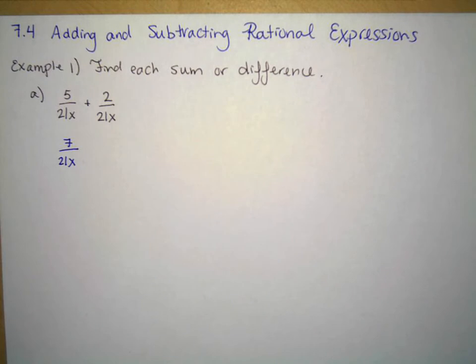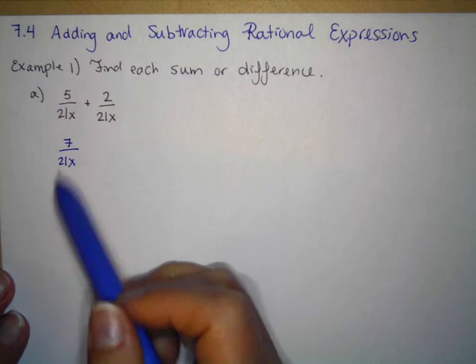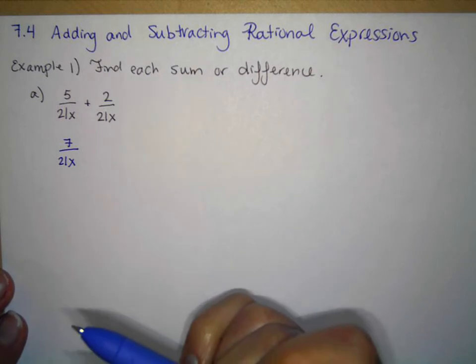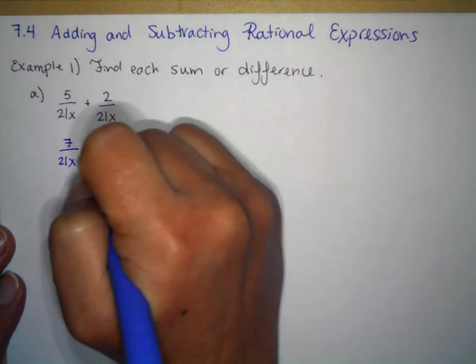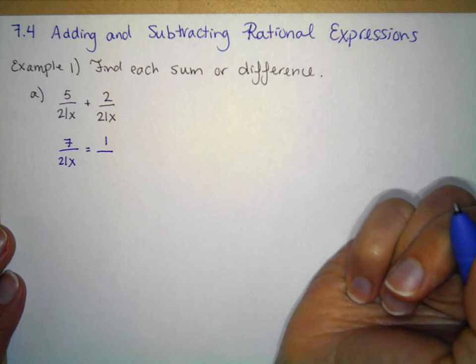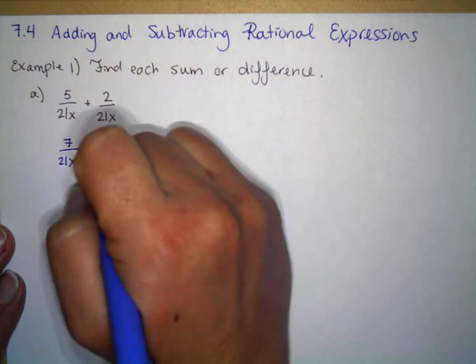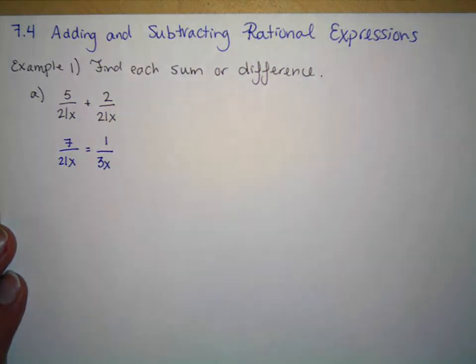And the last thing we want to do is to simplify if we can. What goes into both our numerator and our denominator in this case? Hopefully you see that both 7 and 21 can be divided by 7. 7 divided by 7 is 1, and 21x divided by 7 is 3x. So our answer is 1 over 3x.